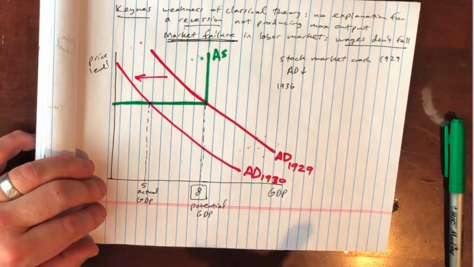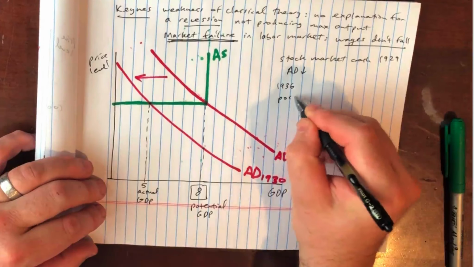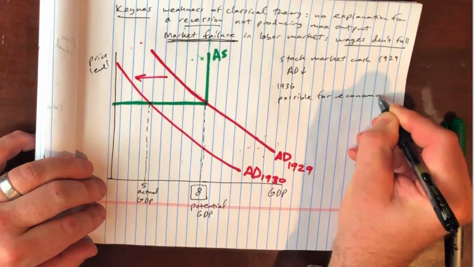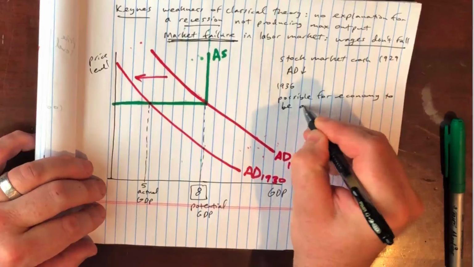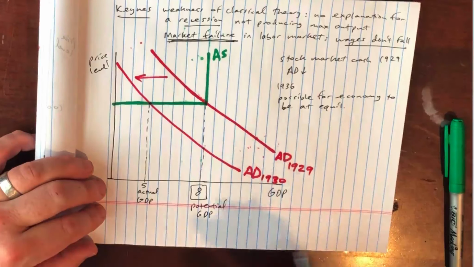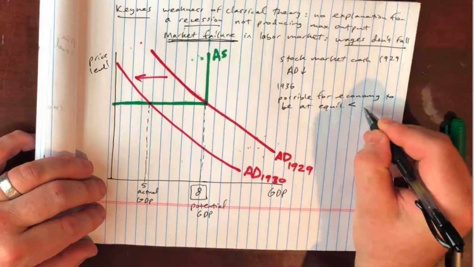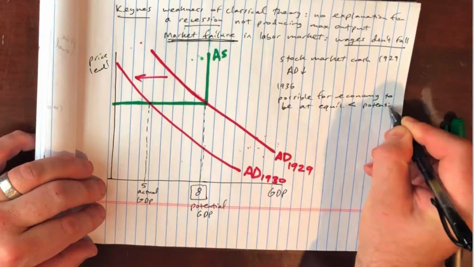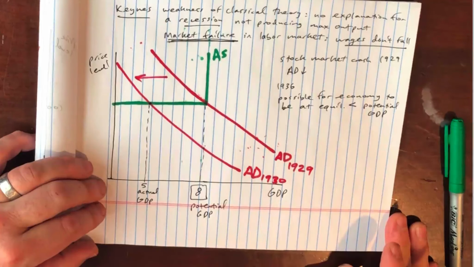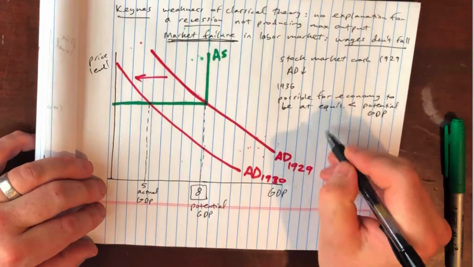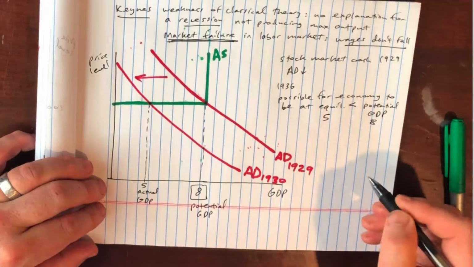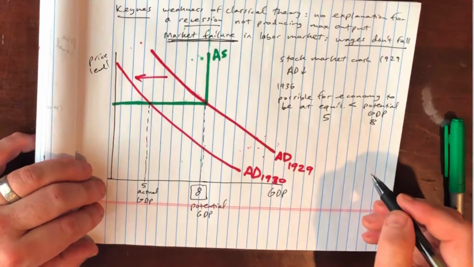Keynes has made a very different argument. It is possible for the economy to be at equilibrium, and that equilibrium is well below the potential GDP. It's less than potential GDP. So where we're at, the 5, is below where we could be, the 8.